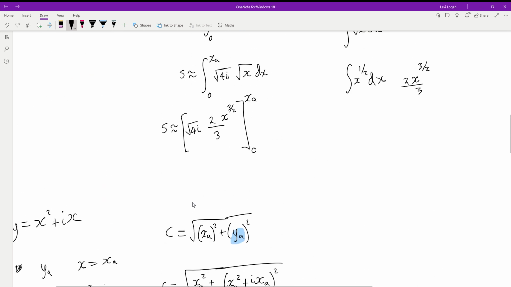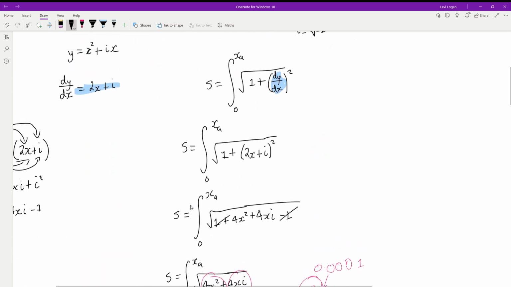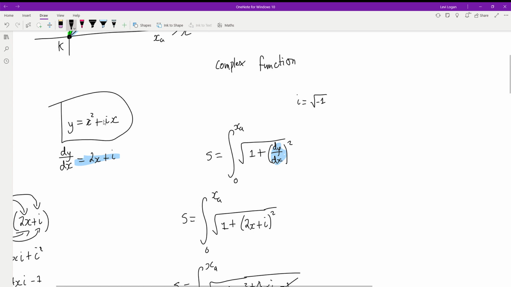Now, it's really hard to imagine this because you can't actually draw a picture of this complex function here, just because of this little number here.